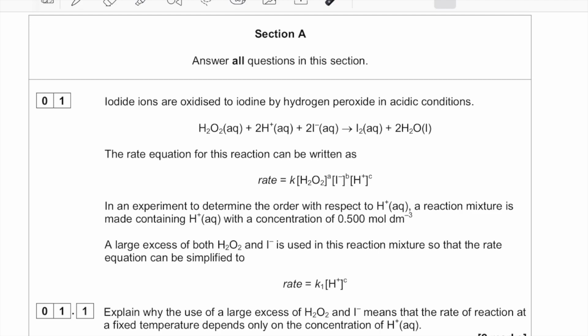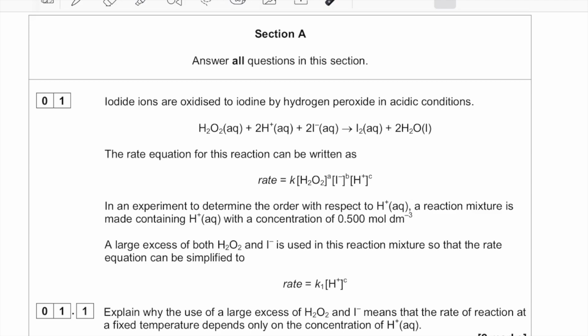So we have a reaction of hydrogen peroxide and an acid and iodide ions, and they produce iodine and water. And they give us the rate equation. We have unknown orders with respect to the hydrogen peroxide, so it's A at the moment, the iodide ions B, and the H plus ions C. And then it says, in an experiment to determine the order with respect to H plus, a reaction mixture is made containing hydrogen ions with a concentration, and they give us a concentration.